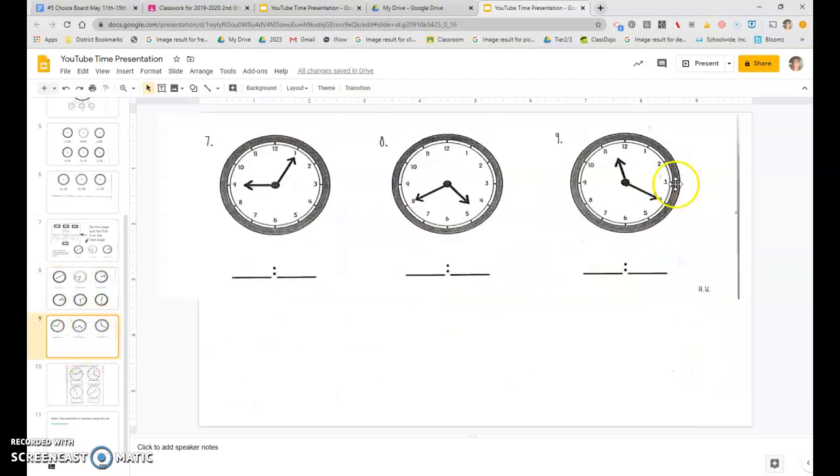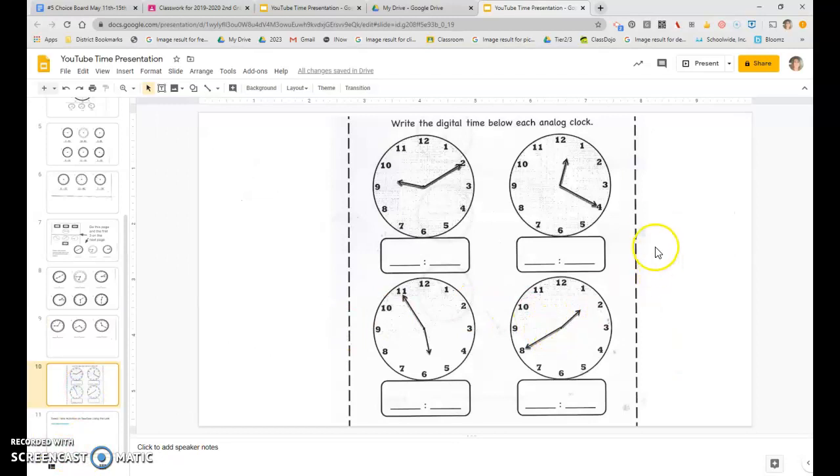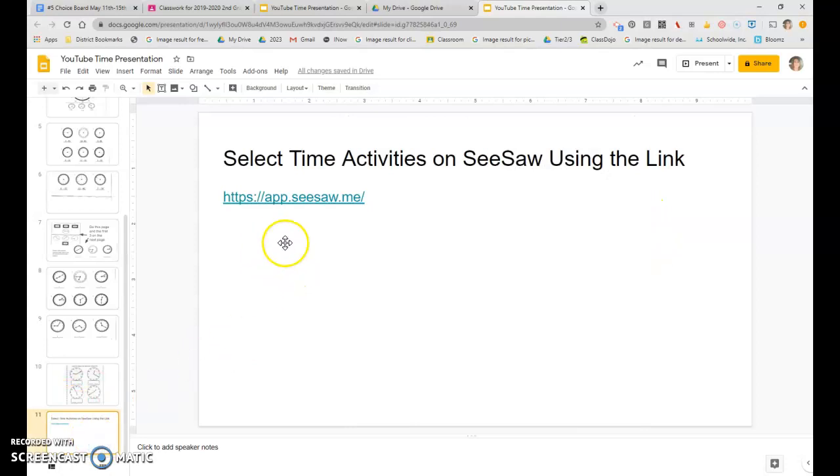On the next page are 3 more problems I would like you to do. And then if you'd like to continue on to practice a little bit more, I gave you an additional page to work on. And also I went ahead and linked activities on Seesaw. If you'd like to go to that right now, you may, or you can wait and come back to it later. There are several different time activities on there for you to do.